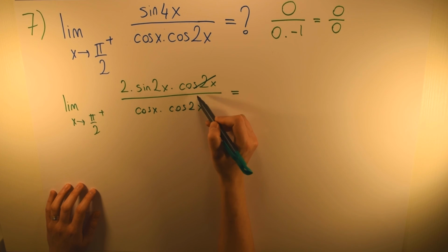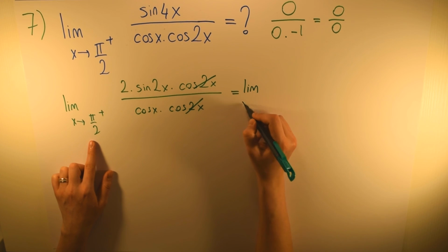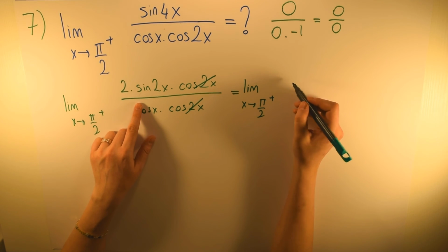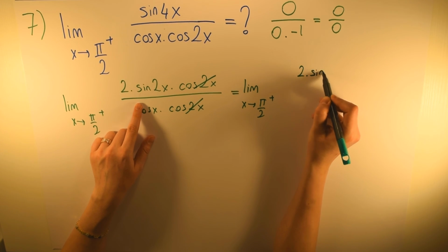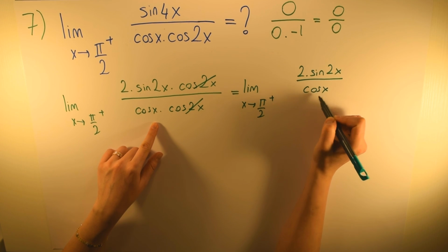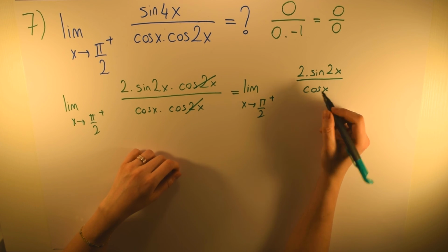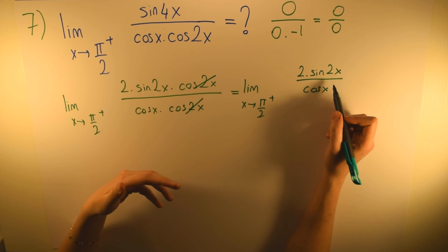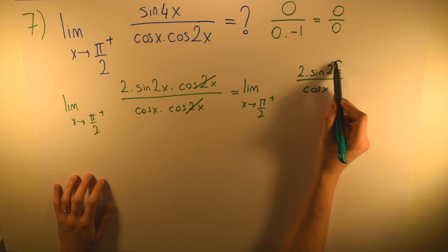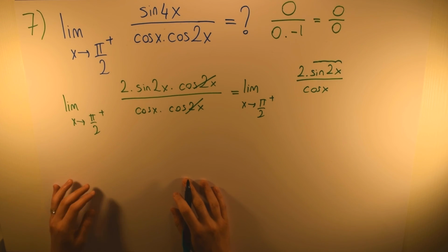Here the cos 2x cancels out, and we have the limit as x approaches π/2 from the right side of 2 times sin 2x over cos x. Now we will apply the same rule again, because we still have that indeterminate form. So instead of sin 2x, I will rewrite it using the same rule again.